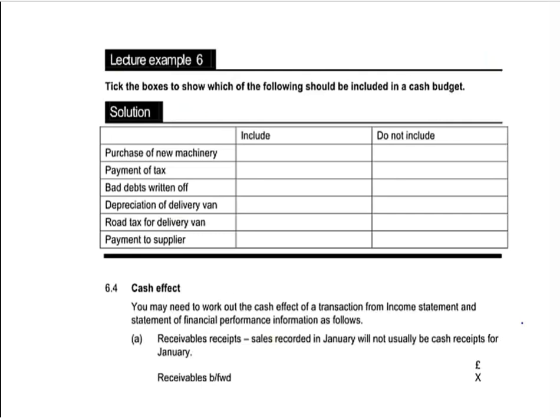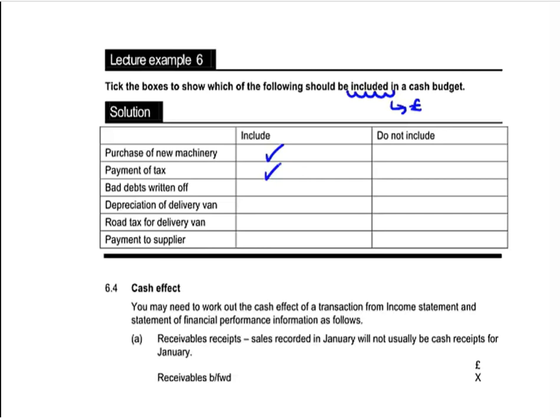In example 6 then, we're looking at which ones should be included in a cash budget. So things then that are going to result in money, physical money, leaving the business and therefore being on the bank statement. So if you buy a new piece of machinery, the cash that you have to pay for that new machinery will be included in your cash budget. Similarly, when you pay the tax bill, that's going to result in money leaving the business.